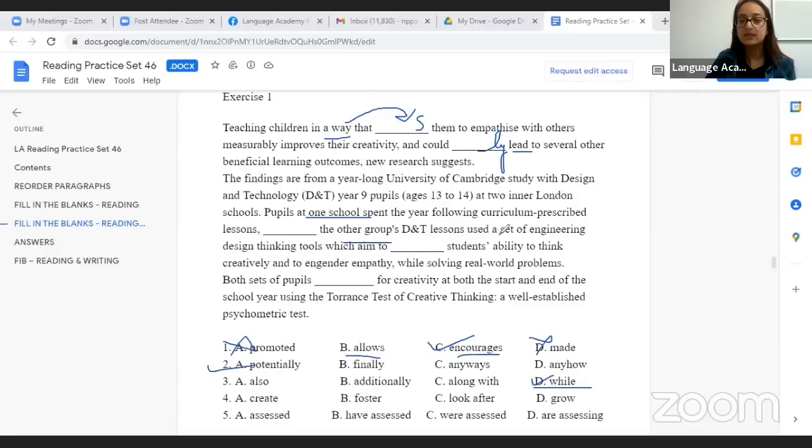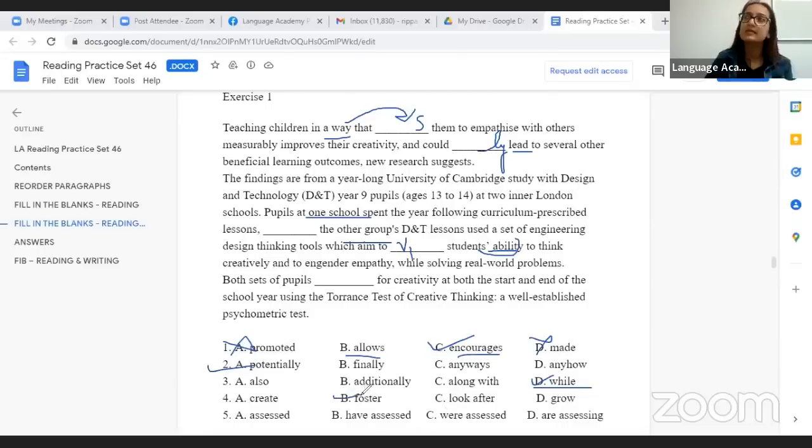These lessons used a set of engineering design thinking tools which aim to dash students' ability to think. So we took the first form of the verb, and we need a verb for ability. So can we create ability, can we foster ability, can we look after ability, or can we grow ability? So this method we have already discussed, that we can just do matching what type of verb we need for what type of noun. So we found the noun ability. So we'll go with foster.